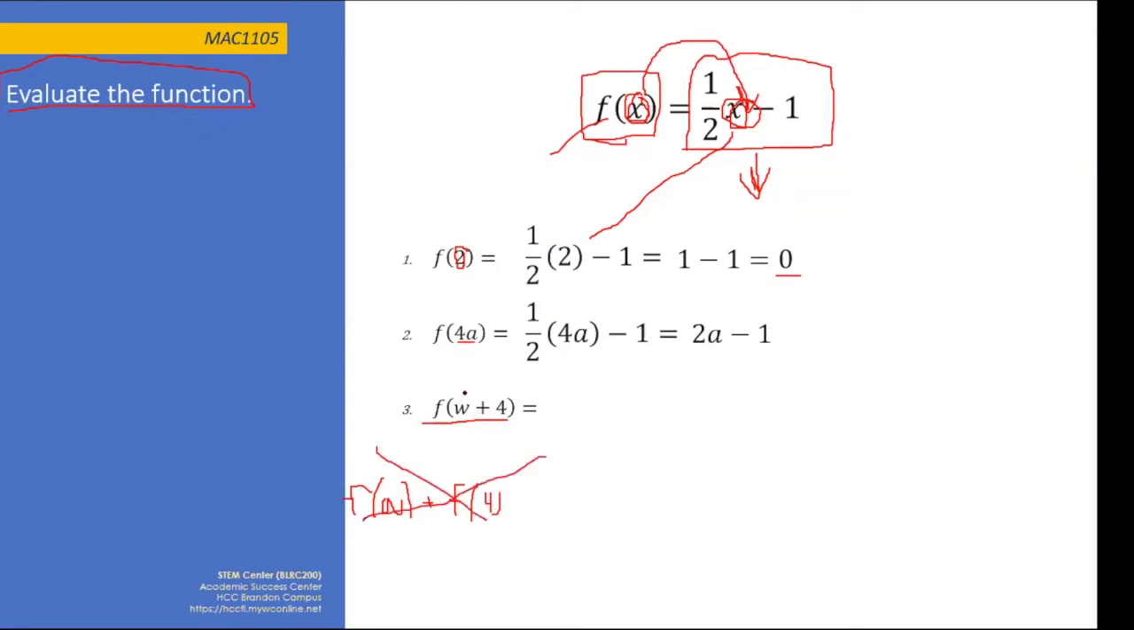It's the same as we had before. We just take this entire little phrase and put it where the x was. And so that looks like this. And we conduct that arithmetic, and we find our answer is 1/2 of w plus 1. And so that's how you deal with function notation.